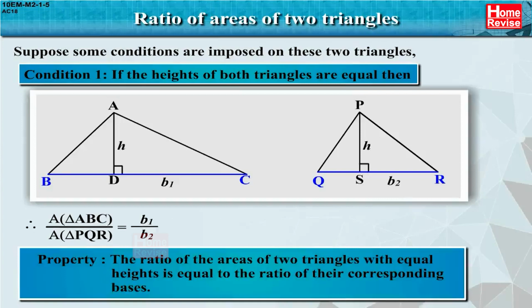Property. The ratio of the areas of two triangles with equal heights is equal to the ratio of their corresponding bases.